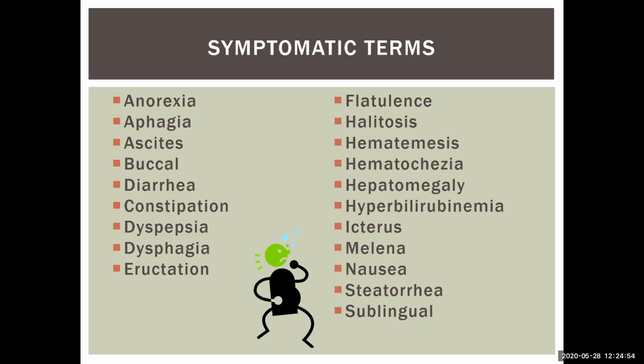Hematochezia, or chezia, is red blood in the stool. Chezo is defecate. Hepatomegaly would be enlarged liver. Hyperbilirubinemia: hyper meaning excessive, bilirubin the bile pigment, and emia meaning in the blood. Icterus means a yellow discoloration of the sclera, the white of the eye, so it turns what we call jaundice, which means yellow. And melena would be dark colored tarry stool, usually caused by old blood.